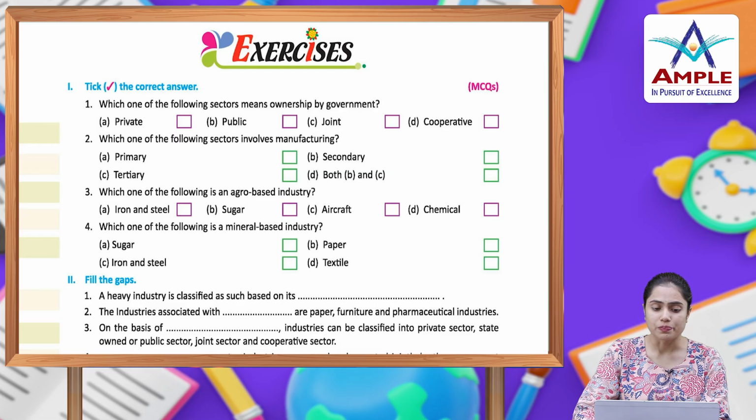Which one of the following sectors means ownership by government? Private, public, joint, cooperative.